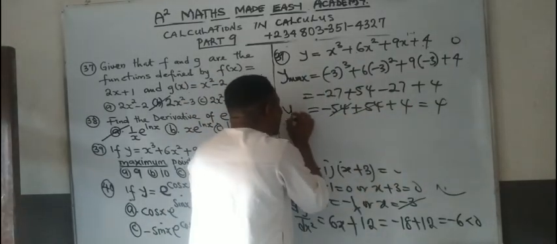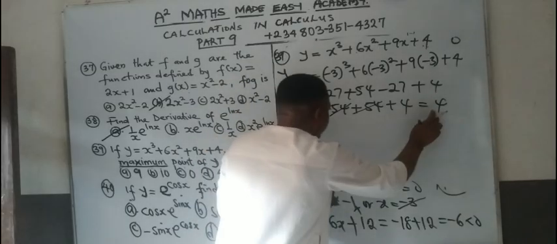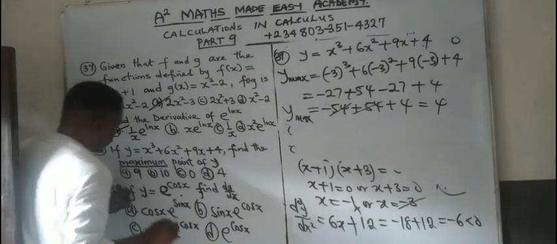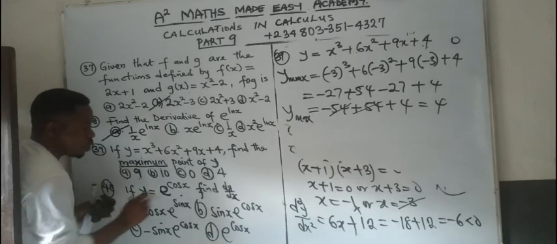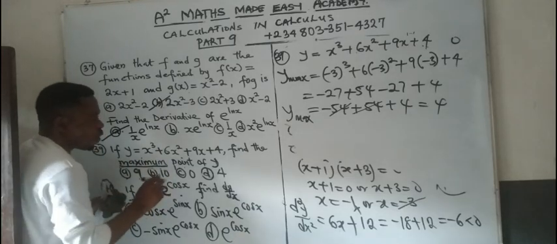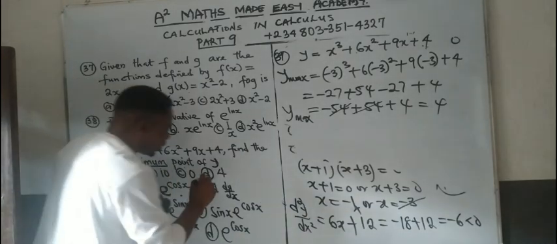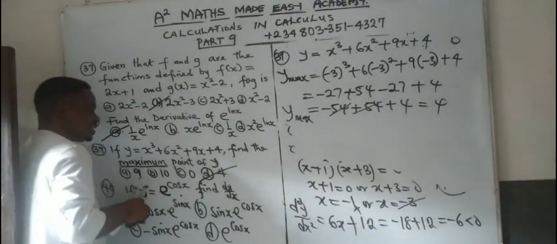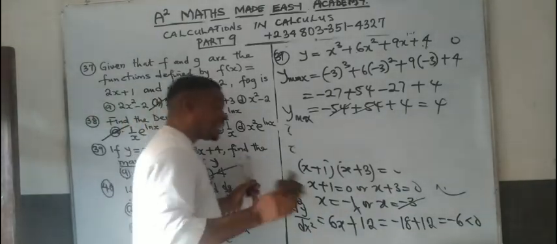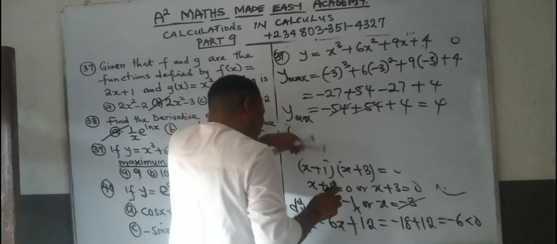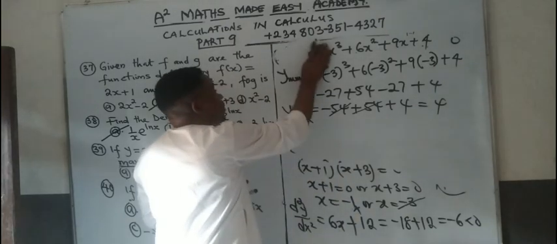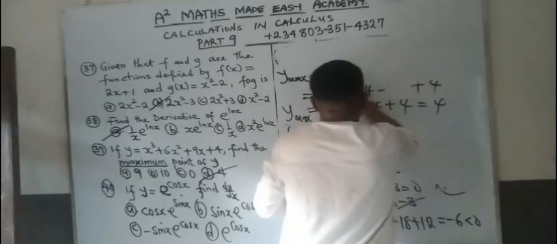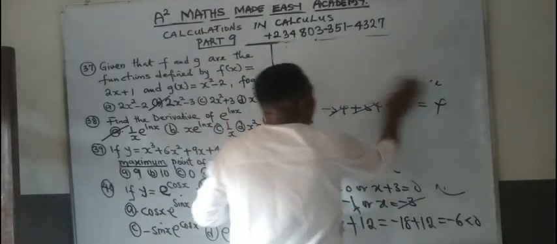So the y maximum is 4. Do we have 4 in the options? Option A says 9, no. Option B says 10, no. Option C says 0, no. Option D says 4. Wow. The correct answer is option D. Do you understand? That is how to calculate the application of derivative under maximum and minimum. Can we progress?